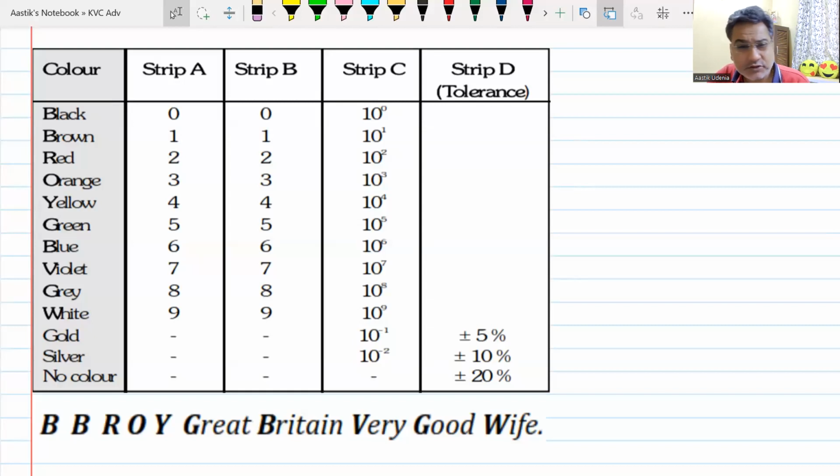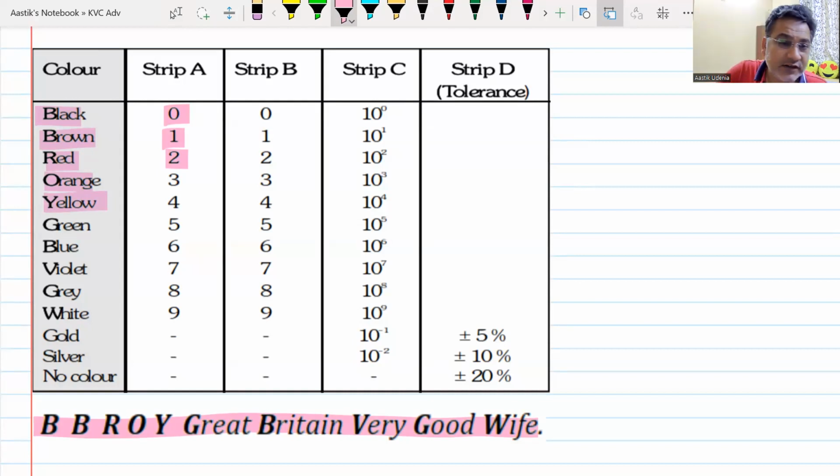Then that takes us to this color code. Black has color code of 0, brown 1, red 2, and so on. The way to remember this is this: B.B. Roy of Great Britain had a very good wife. B stands for black, the other B stands for brown, then red, then orange, then yellow, and so on. Do we remember this? Just note it down. I'll give you 2 minutes to note it.